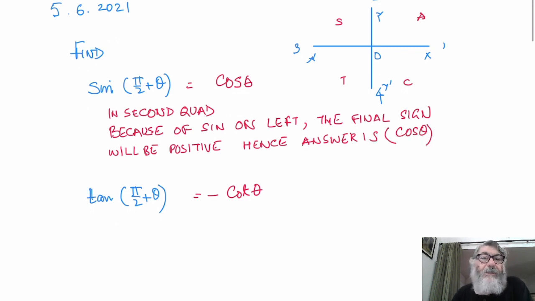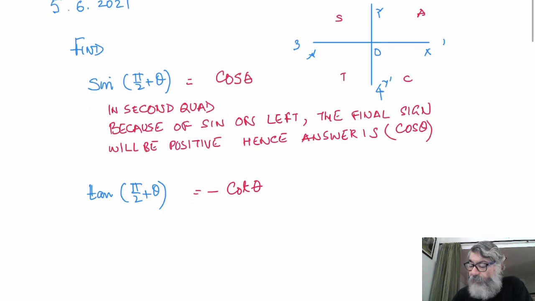I'm not going to write it time and again. I'm just writing 1, 2. Again, the second one is falling in the second quadrant, and tan is negative in the second quadrant, and tan will change to minus cot theta. So again, pi by 2 plus theta will fall into the second quadrant.